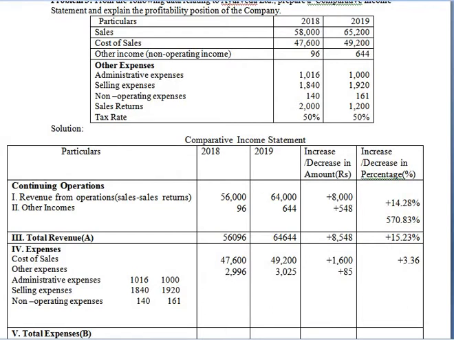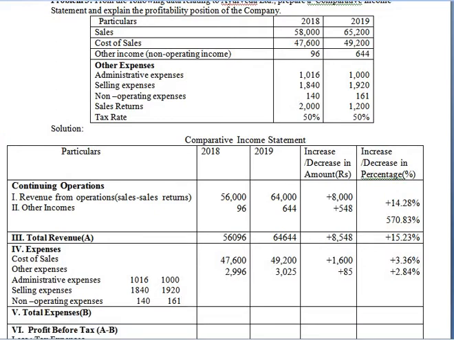Now you have to find out percentages. How you will find out? 85 rupees divided by 2996 into 100, which is equal to, first write here plus sign, 2.84 percentage. Okay. Over all expenses we have taken, only one is remaining, that is tax rate. We will consider later. Sales returns already we have taken in revenue from operations.